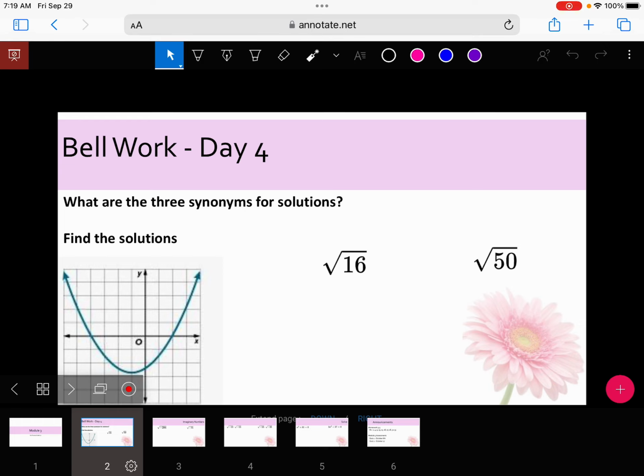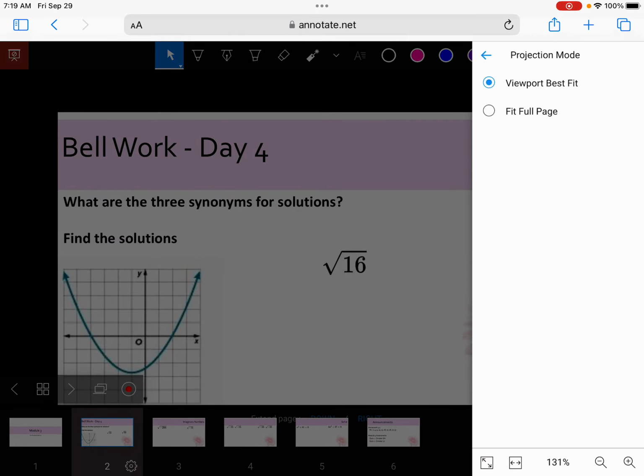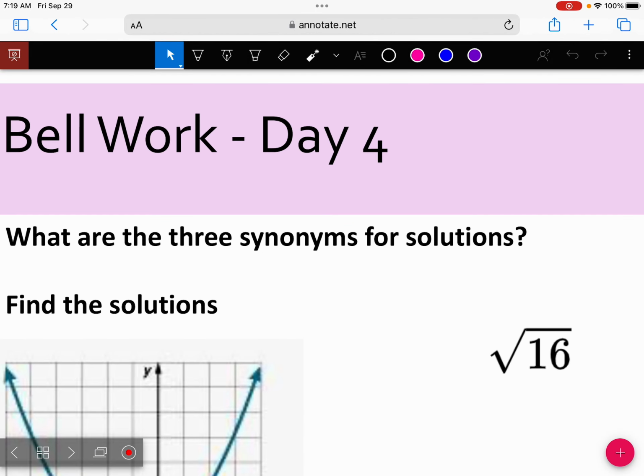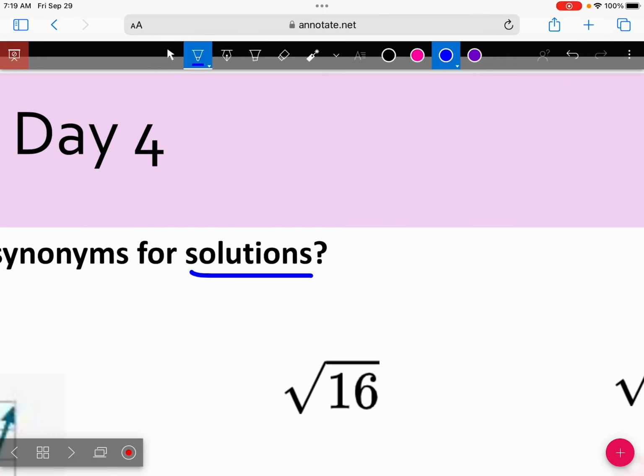All right, so we're going to go through the spell work real quick, and then it's going to feel like a big old change in concept today. It's not. It's very much related, but it's going to feel like it. So our first thing we're going to look at is what are the other three words that mean solutions?